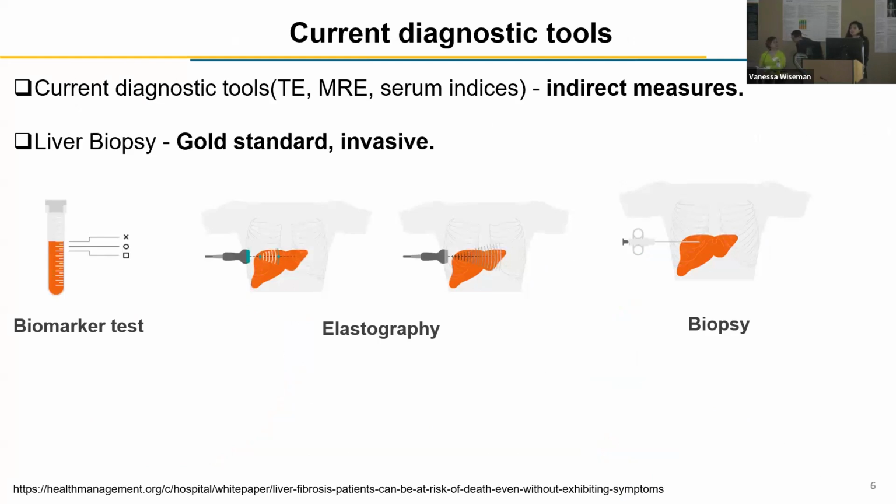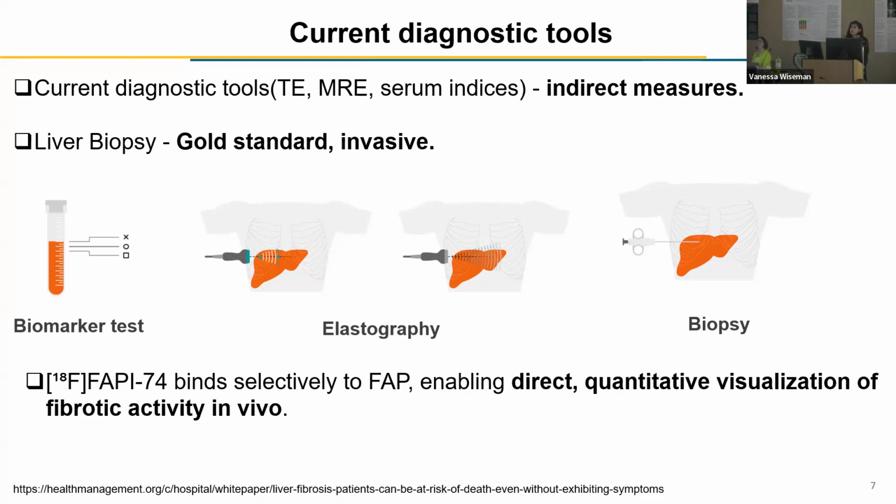Currently, non-invasive diagnostic tools provide indirect measures of liver stiffness or biochemical changes, whereas liver biopsy is still the gold standard, but it's invasive. So there is a clearly unmet need for a direct, non-invasive, quantitative diagnostic tool to image this fibrosis, and that's where FAPI can be used, as it binds selectively to FAP.